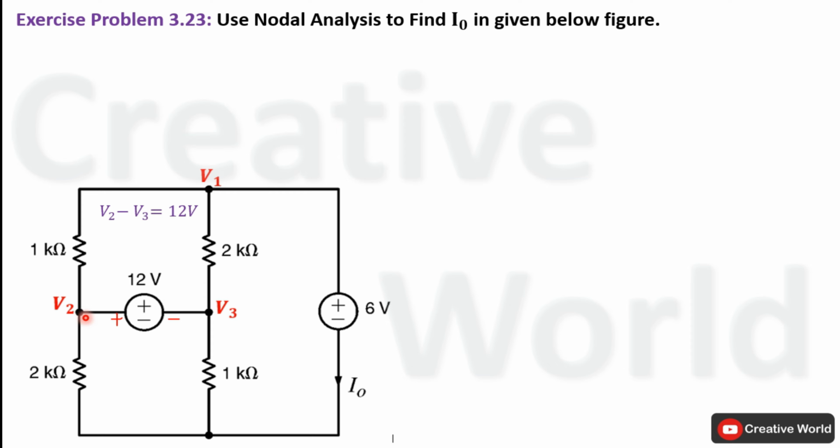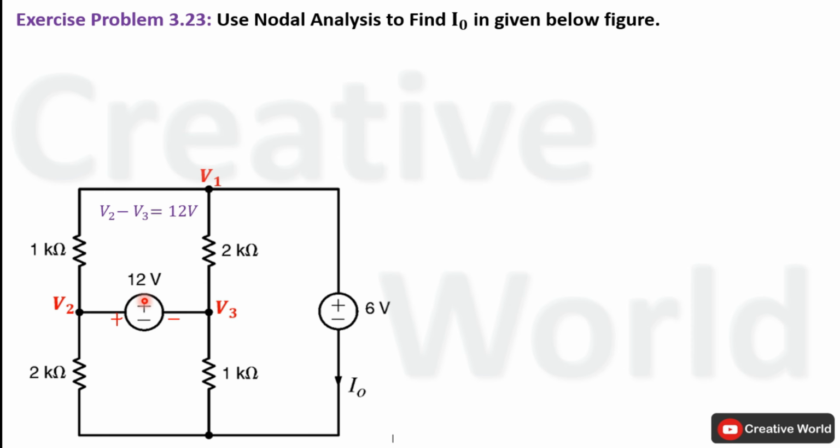Now we have taken the difference of these 2 non-reference node voltages as V3 subtracted from V2, which means V2 is considered on higher potential than V3. So if V2 is on higher potential, definitely the direction of current flow from this branch will be from node 2 to node 3. In this case, current will enter from the positive terminal of this voltage source. That's why we have taken the value of the voltage source with a positive sign, plus 12 volt.